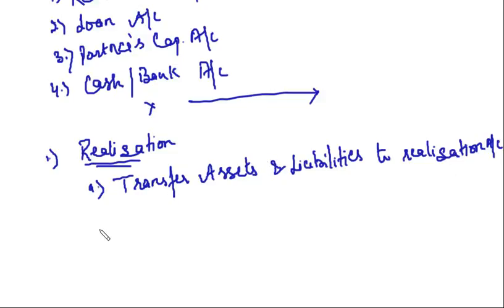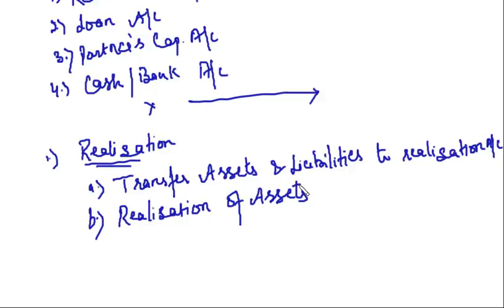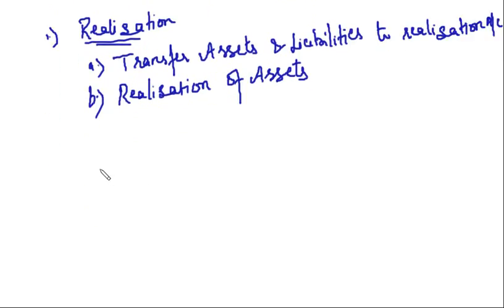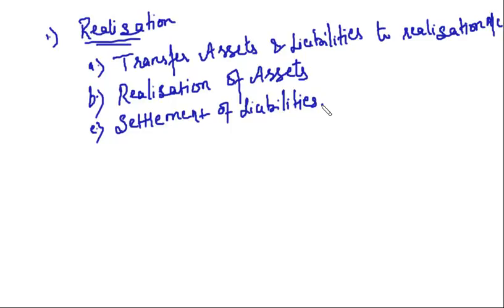So now when you have collected the assets and liabilities at one place, you will go to the market and sell the assets. Second is realization of assets. That is, you are selling the assets and realizing the money out of that. Then from the money that you realize, you will pay off your liabilities. Third is settlement of liabilities. These 3 steps we have discussed in detail in the previous lectures.